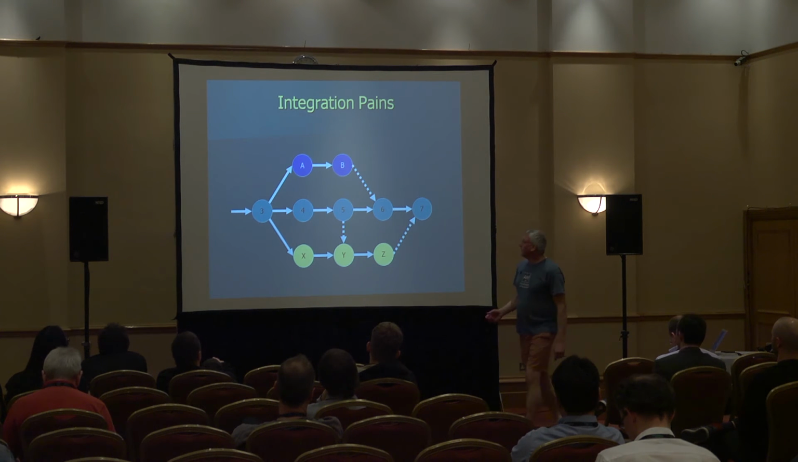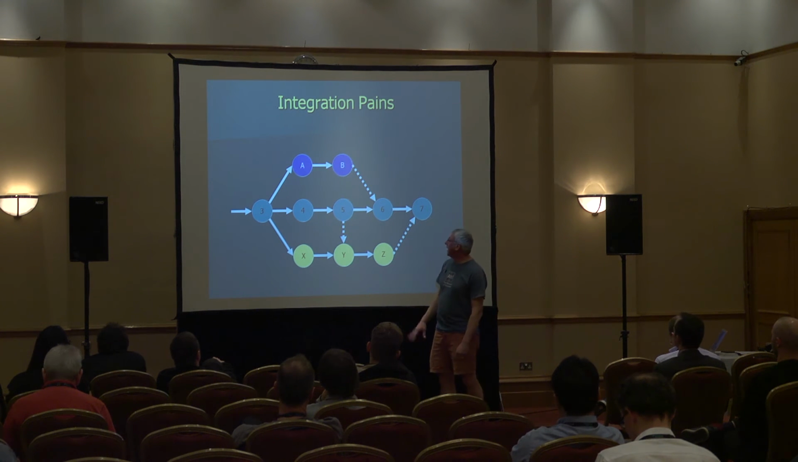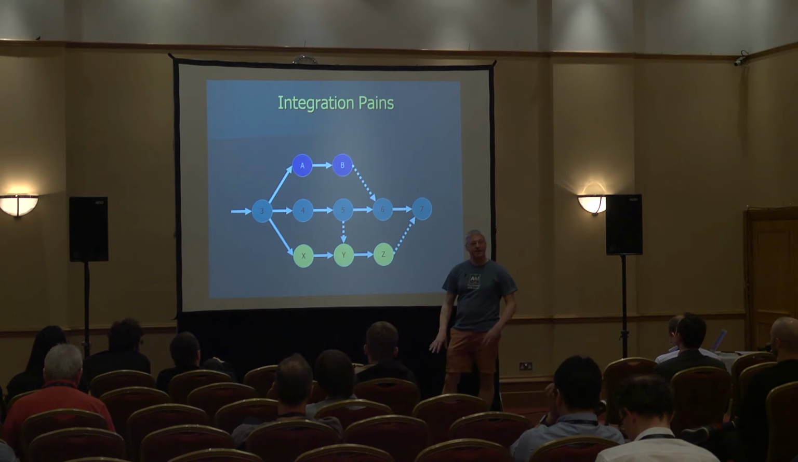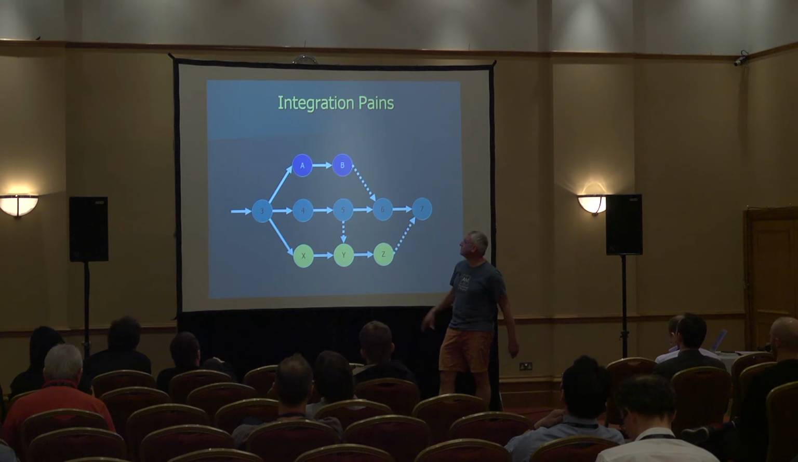So to summarize that, stable work happens out here, and unstable work happens down here on our feature and release branches.